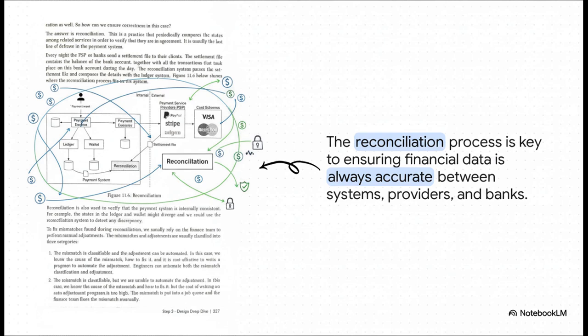This diagram shows a process called reconciliation. You can think of it like balancing your own checkbook, but for millions of transactions a second. The system is constantly checking its own records against the bank's records and the payment provider's records to make sure everything adds up perfectly. It's the financial safety net of the entire digital economy.